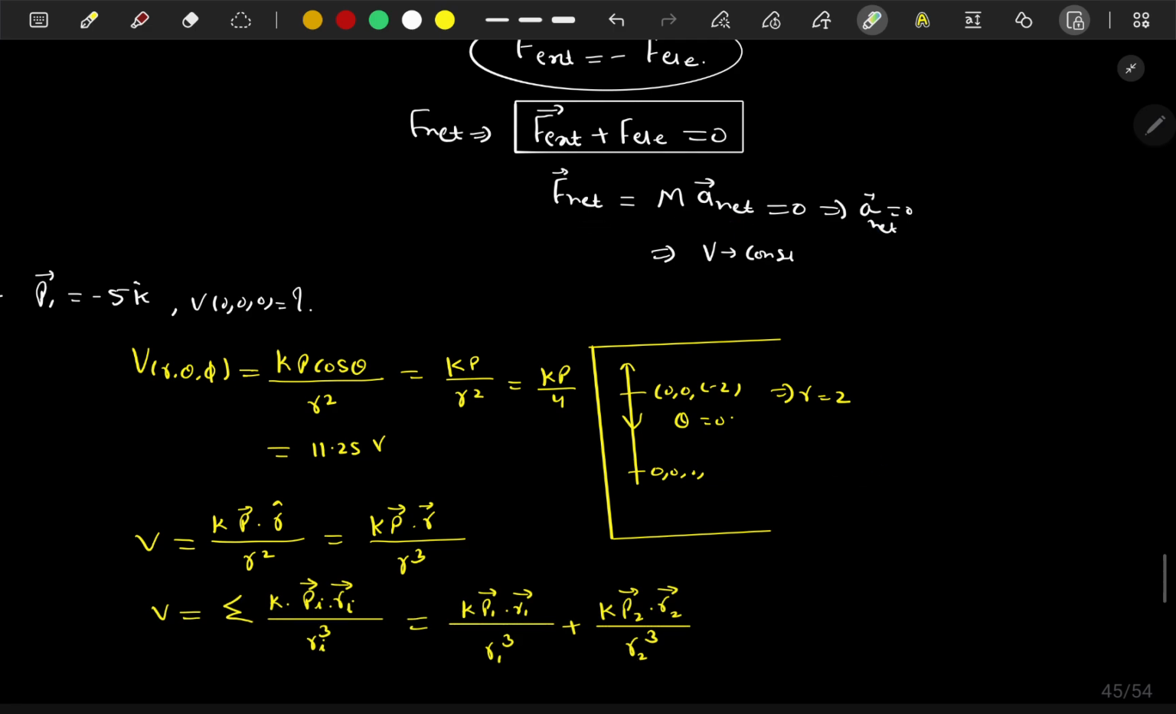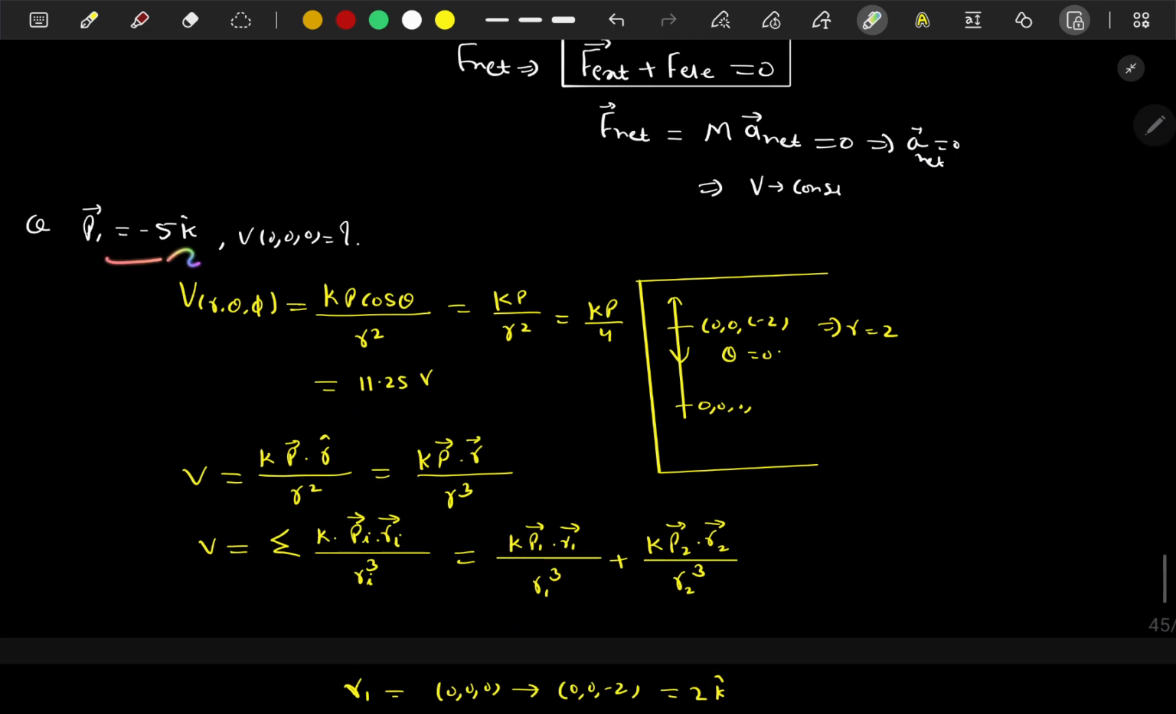Now why are we studying this? Suppose we are given a question, a polarization is given and we want to calculate V. So we know potential is Kp cos theta by r square. So here our point is (0, 0, minus 2). So theta is 0 and r will be 0 minus 2, equal to 2, and theta is 0. So Kp upon r square, and r is 2, so 2 square equal to 4. So when you put the value and calculate it, it will give you 11.25 volt.